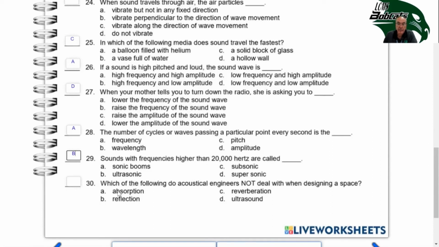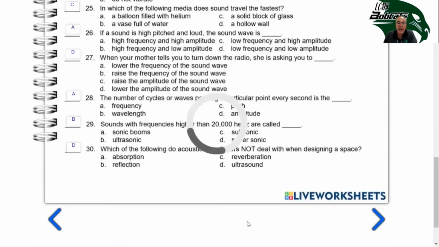So it's the ultra. Which of the following do acoustical engineers not deal with when designing a space? Absorption would be true because they want the sound waves absorbed. Reflection was causing the reverberations. Reverberations are definitely part of it. Ultrasounds are sounds that we cannot hear, so they would not be concerned with that.